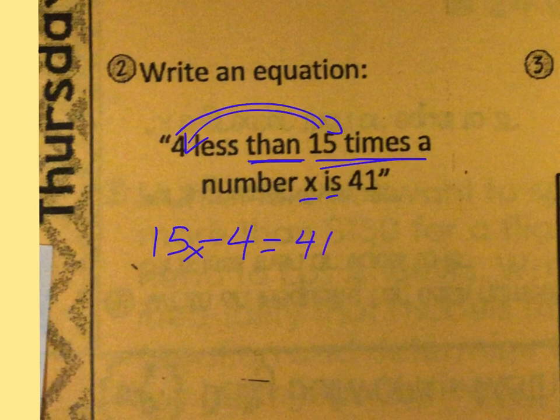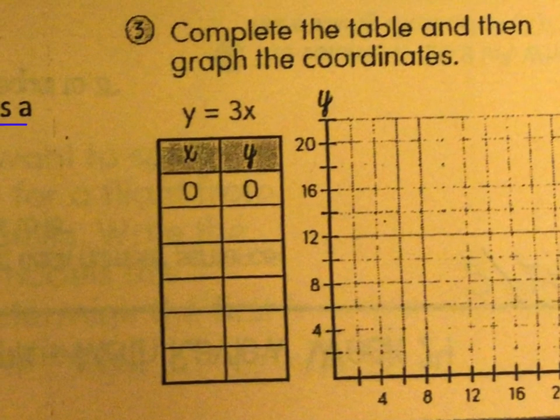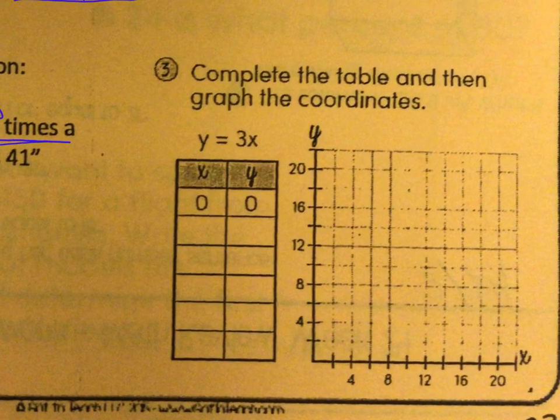So there is our equation. It doesn't even want us to solve it. It just wants us to set it up. So 15 times x minus 4 equals 41. And let's take a look at this one. So it wants us to complete a graph.